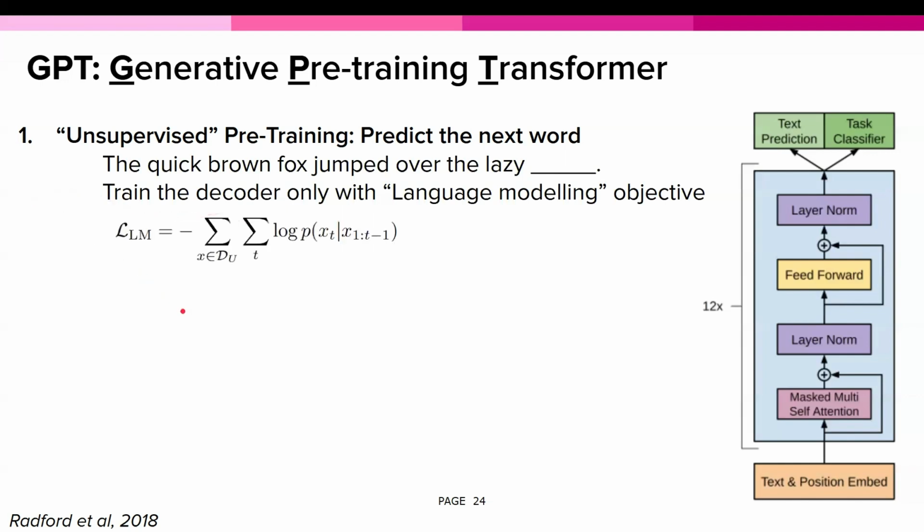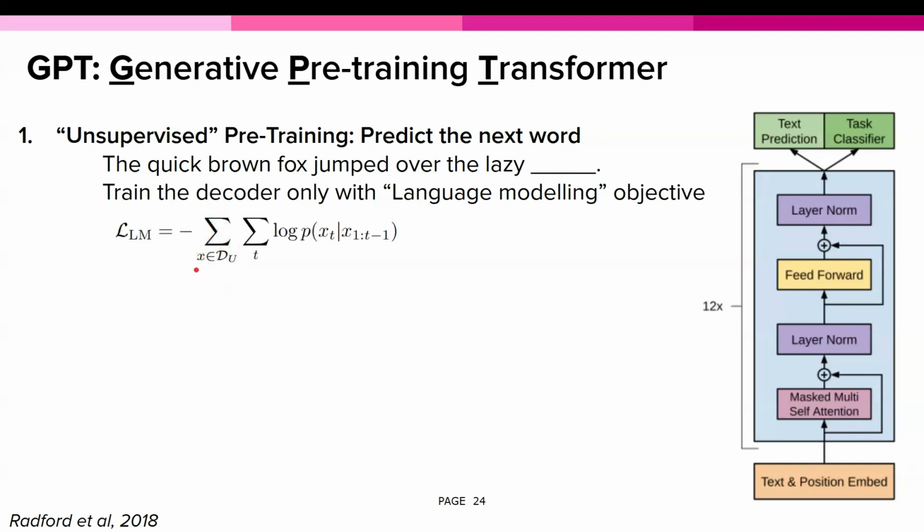The objective of predicting the next word is defined by something called the language modeling loss. Essentially, we want to find the parameters that will maximize the probability of the word at position T, given the items in the sequence up to, but not including, that item. And we want to maximize that over all examples in our training data set.